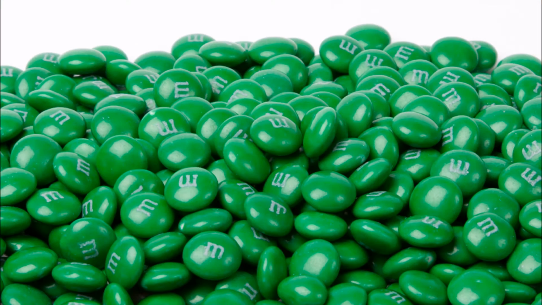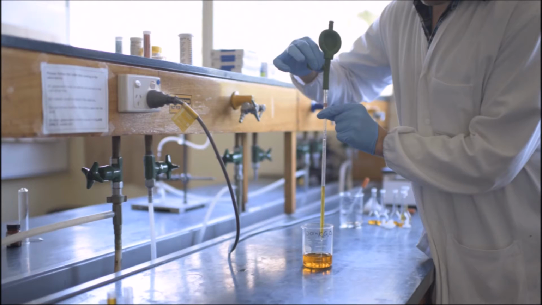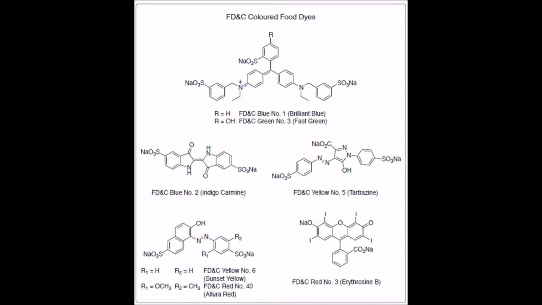In experiment 6, you will figure out the type and concentration of the color used in green M&Ms. You will do this by using a number of techniques you've learned throughout the semester, including making a calibration curve, pipetting, and spectrophotometry. The food coloring agents you will use have some very complex molecular structures. You can see that all of them are highly conjugated, that is, they have many alternating single and double bonds, which enables them to absorb visible light.